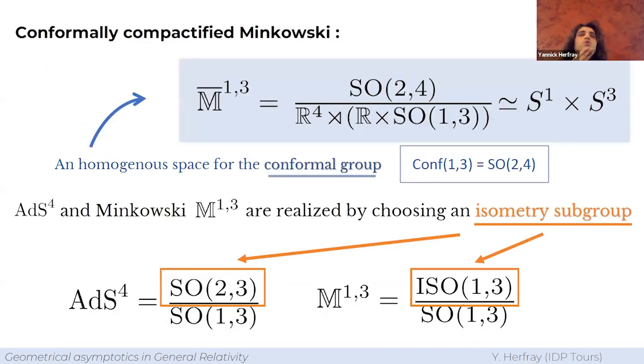Good, so an example which is slightly less standard is this one. It's a homogeneous space, conformally compactified Minkowski space. It's a homogeneous space for the conformal group now. So it's compact, it's a compact object. It's S^1 times S^3, it's a conformal manifold, and it's called conformally compactified Minkowski space. And it's a homogeneous space for SO(2,4), which is the conformal group in four dimensions. And why is it called conformally compactified Minkowski space? Because you can realize AdS or Minkowski, by choosing an isometry subgroup inside the conformal group. And by doing this, you're going to restrict yourself to AdS or to Minkowski, which are just classical cosets.